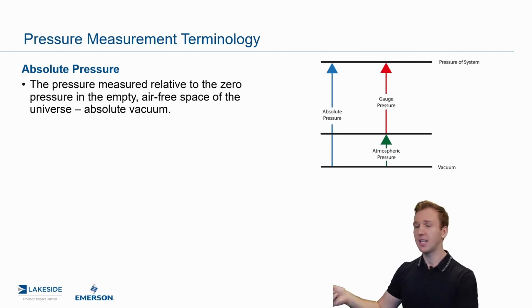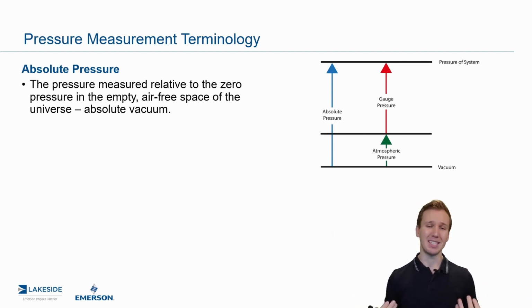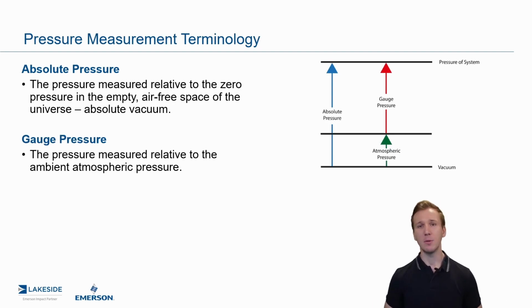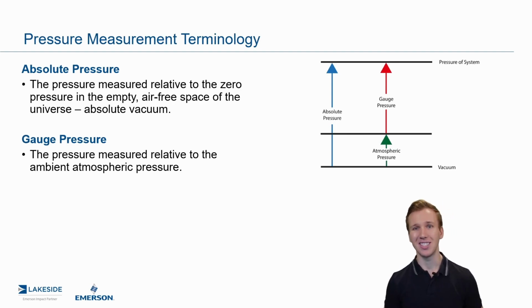Okay, but if I were to take a pressure measurement wherever I am right now, I'm under those 14.7 psia, so I actually can't take an absolute measurement. I'm taking what's called a gauge measurement. And a gauge measurement is going to be the pressure relative to that atmospheric pressure. And I think this illustration does a great job of that.